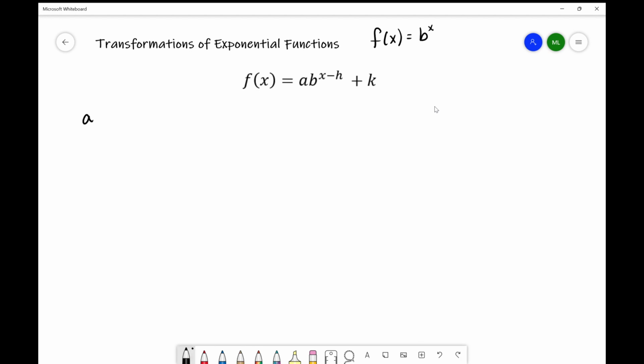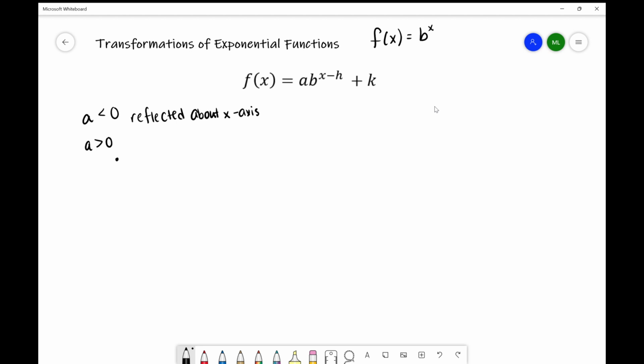Well, if a is less than 0, then the graph is reflected about the x-axis. So there's a reflection. Now, what if a is greater than 0? If it's positive, here's what happens.